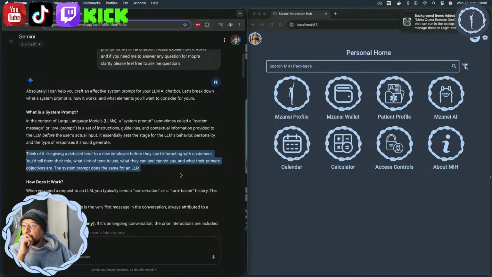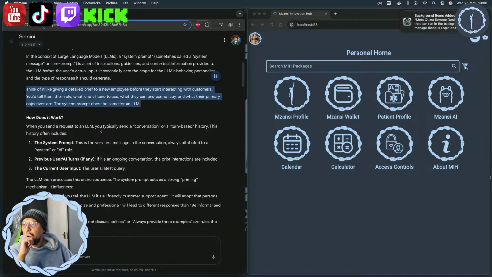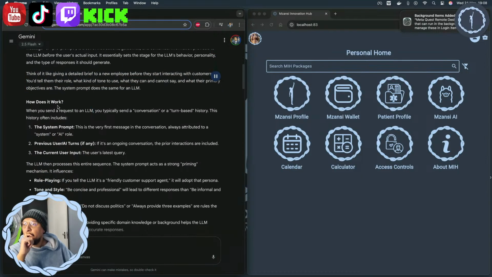How does it work? When you send a request to an LLM, you typically send a conversation or a turn-based history. This history often includes 1. The system prompt. This is the very first message in the conversation, always attributed to a system or AI role. 2. Previous user AI turns, if any. If it's an ongoing conversation, the prior interactions are included. 3. The current user input, the user's latest query. The LLM then processes this entire sequence.